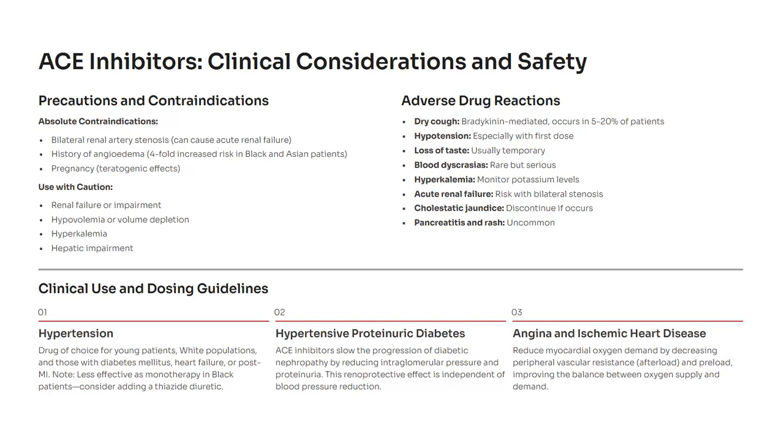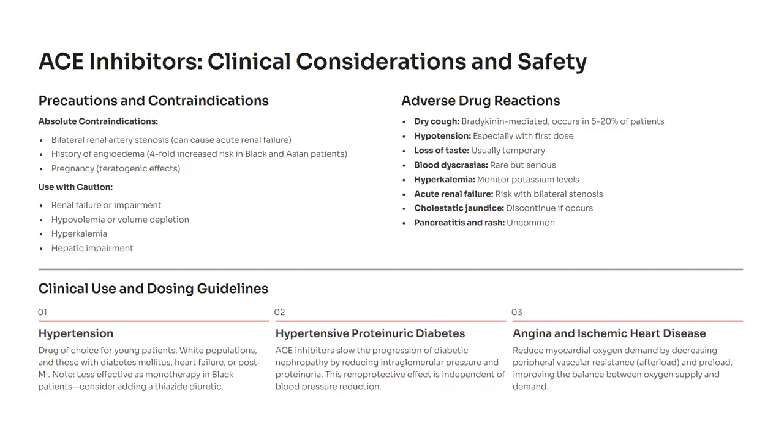Hyperkalemia. So we want to make sure we are monitoring their serum potassium levels. So what kind of monitoring is this? Do you guys remember? Is this active monitoring or passive monitoring? Acute renal failure, there is a risk with bilateral stenosis. There is a risk of jaundice and pancreatitis and rash. Uncommon, but it can happen. If they get that cholestatic jaundice, then you're going to stop the medication.